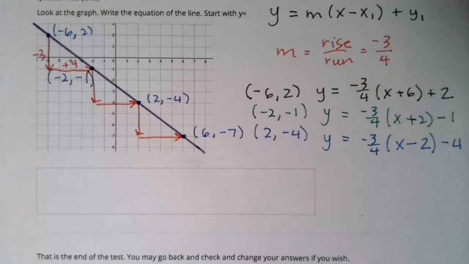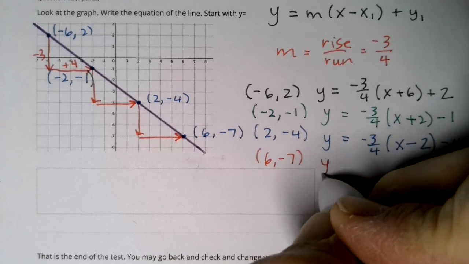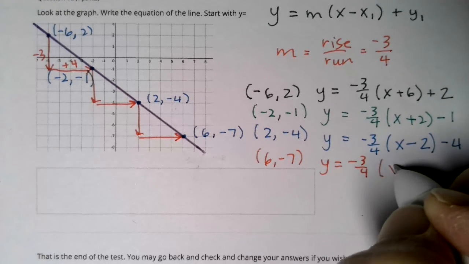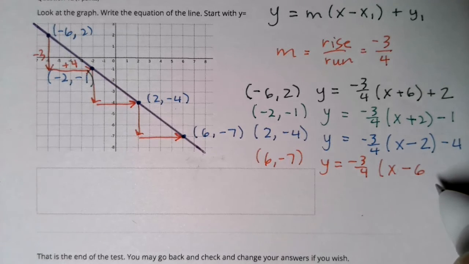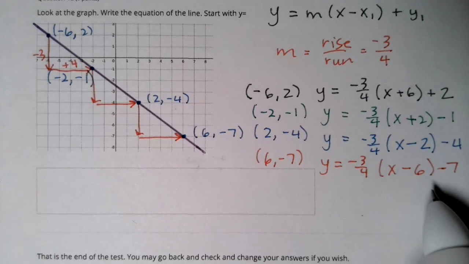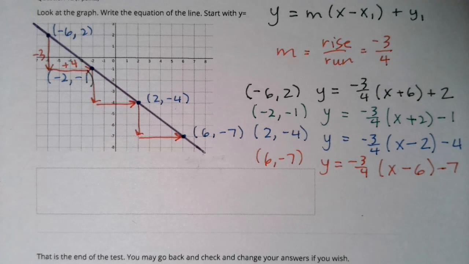And last but not least, if I use this point 6, -7, my equation would be y equals -3/4, same slope, times x minus 6. And then plus a negative 7 is the same thing as minus 7. So you can see the same pattern for all different points holds up for point slope form.